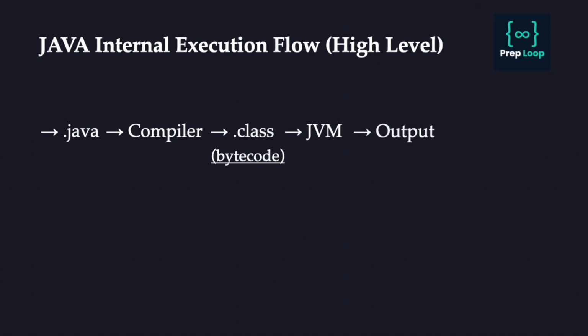So if you see here, the bytecode is independent and only the JVM is specific to the OS. That's why the same Java program can run on Windows, Mac or Linux as long as the JVM is available for the OS. This separation is the reason Java behaves differently from languages like C or C++.